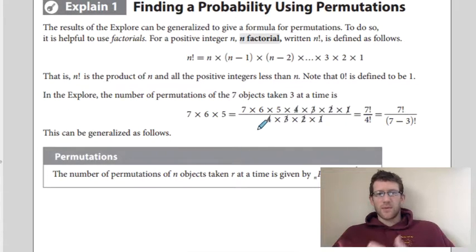So in this case, we can come up with a general term where we take the number of objects that we're choosing from, and then make it factorial, and divide that by the number of objects we're choosing from minus the number we take at a time. So in this instance, how many we actually are choosing. So it's 7 factorial over 7 minus 3 factorial.